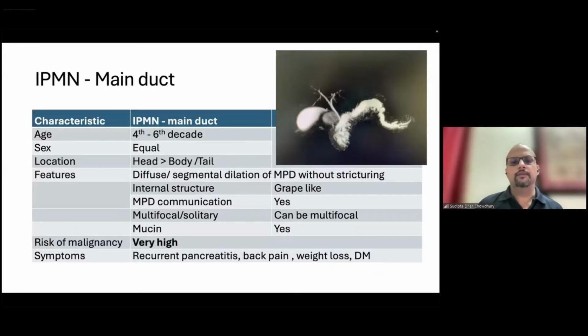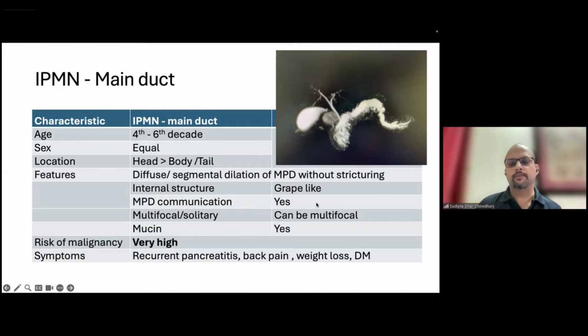Now, main duct IPMN usually occurs in the 4th to 6th decades and they have an equal sex predominance. These lesions are predominantly in the head of the pancreas. Now, the most interesting feature is that you can see a diffuse or segmental dilatation of the MPD. But most importantly, there is no stricturing. So if you see a segmental dilatation of the main pancreatic duct or diffuse dilatation of the main pancreatic duct without an obstructing calcification or stricture, please consider IPMN.